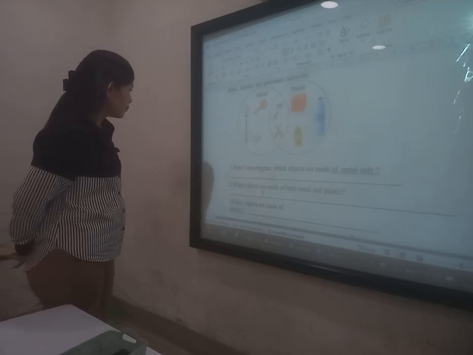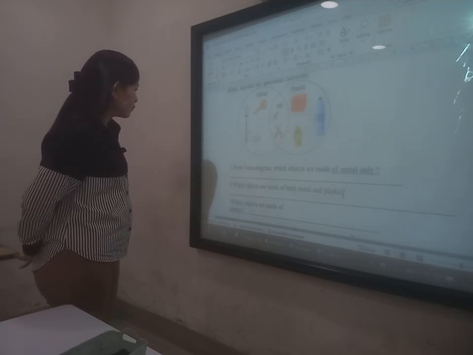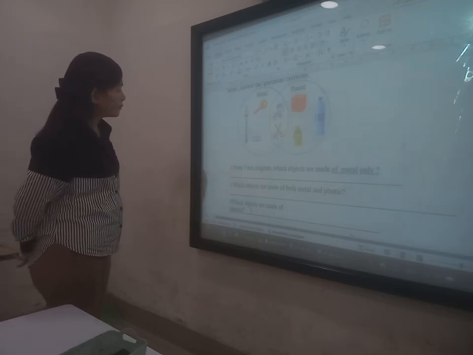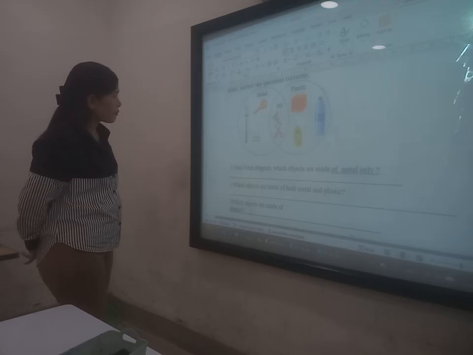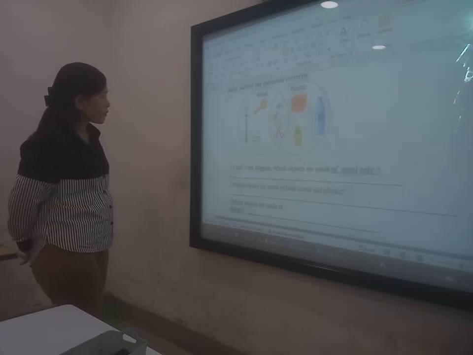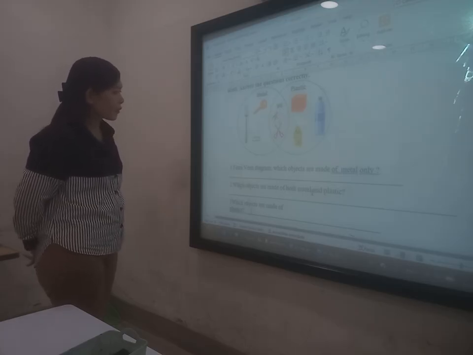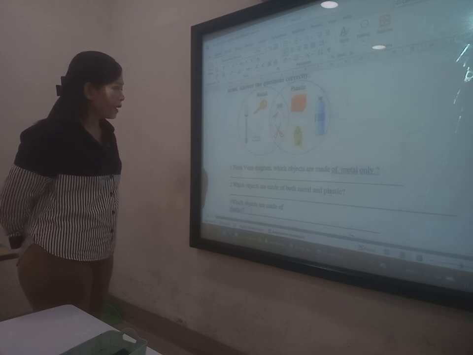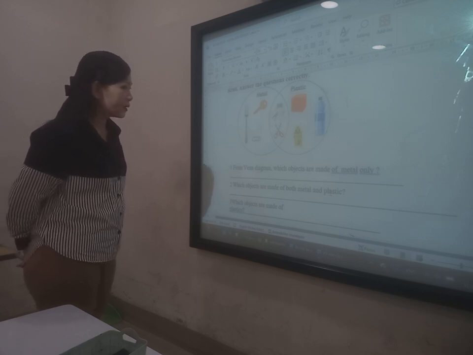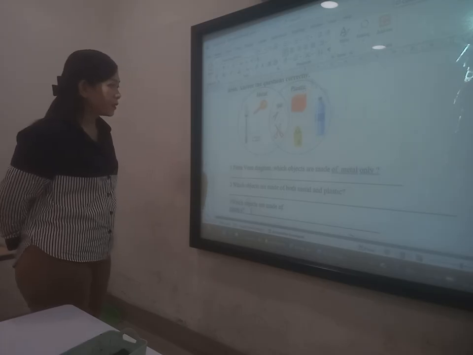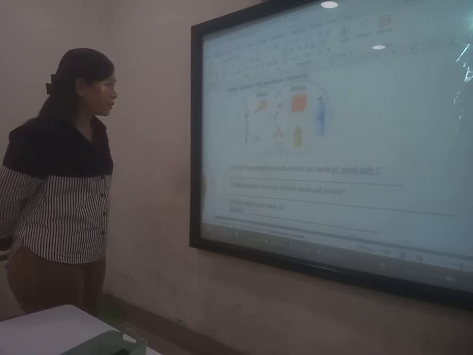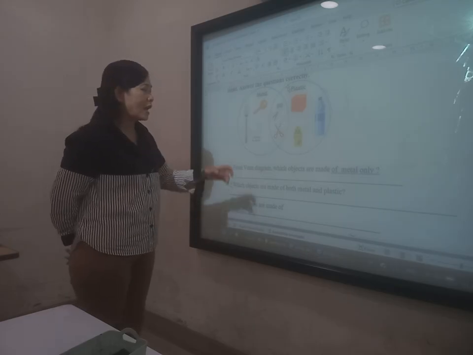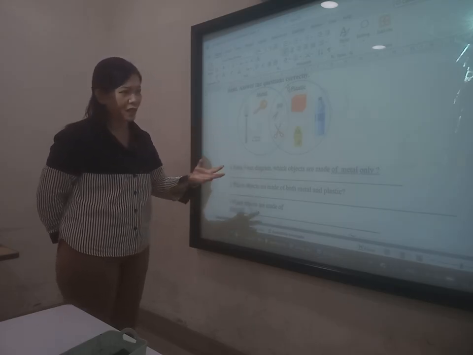Which objects are made of both metal and plastic? It means the scissors, the sharpener, and one more like this. This one is made of plastic as well, right? Yeah, these three are made of both metal and plastic. So I think there is no change in the answer key.